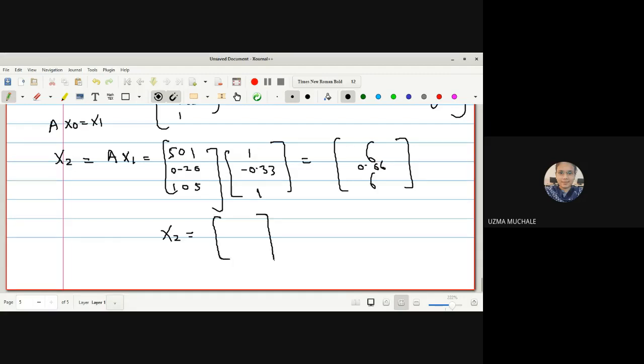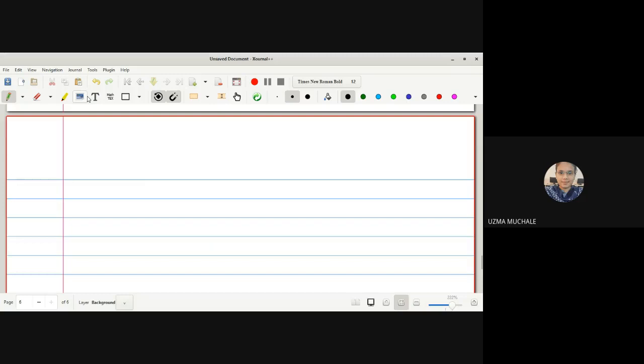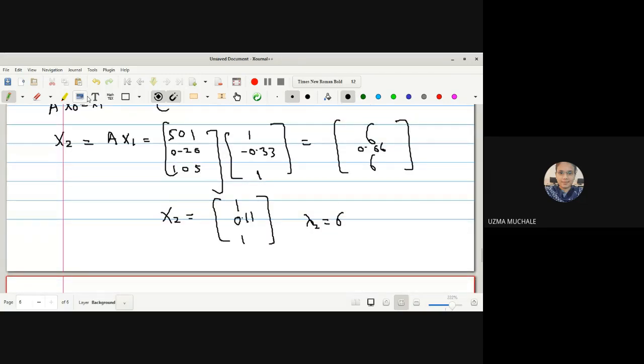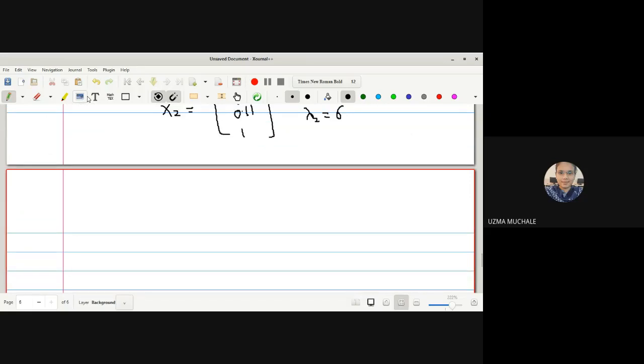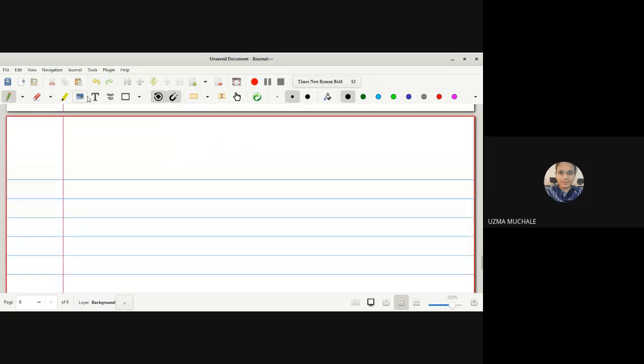And here 0.111, corresponding lambda 2 is 6. You can solve one more step and then you can write the largest eigenvalue for this is 6 and the corresponding eigenvector. Okay. Are you getting what the method is? Yes, ma'am. Okay. Let us solve one more example so that your doubts will be clear.